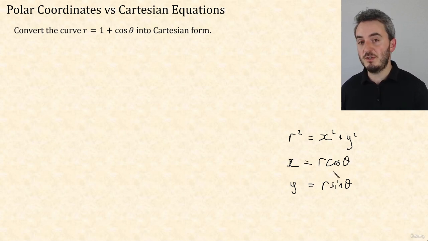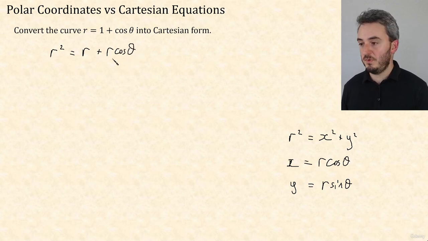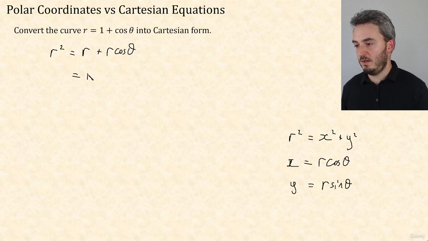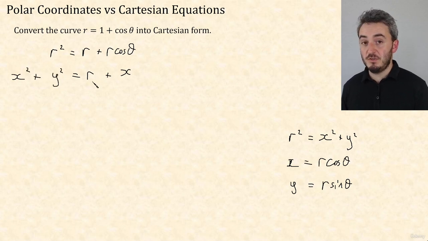So step one is to actually multiply through by r. When I do that, I get r squared equals r plus r cos theta. Now, r cos theta we can replace with x. So I've got r plus x, and then r squared I can replace with x squared plus y squared. So it's just that r that we have to deal with. Now, that I can just represent as the square root of x squared plus y squared.